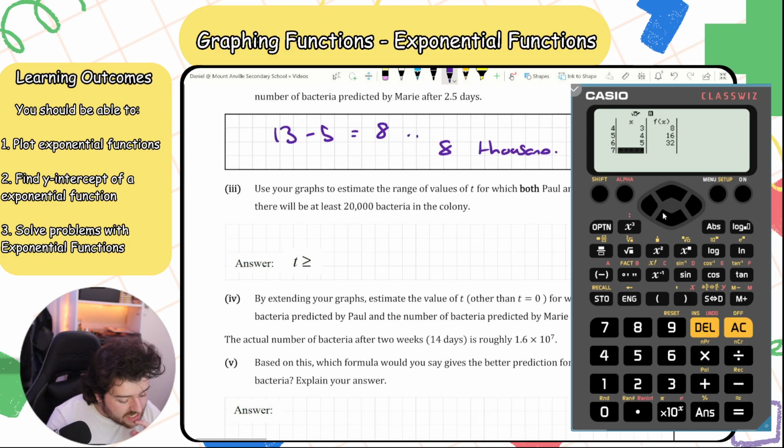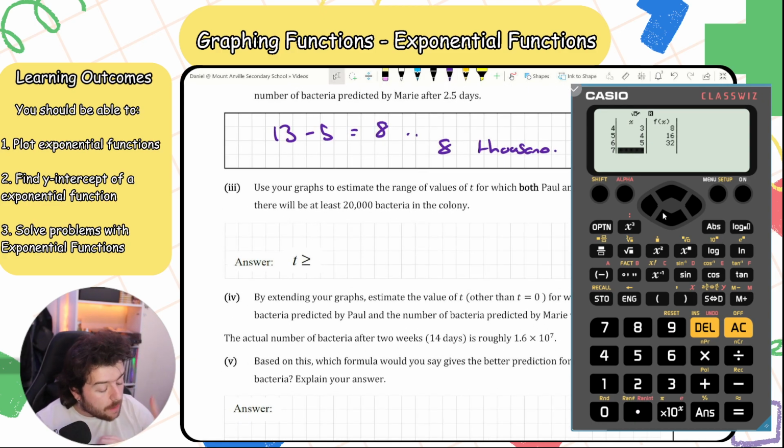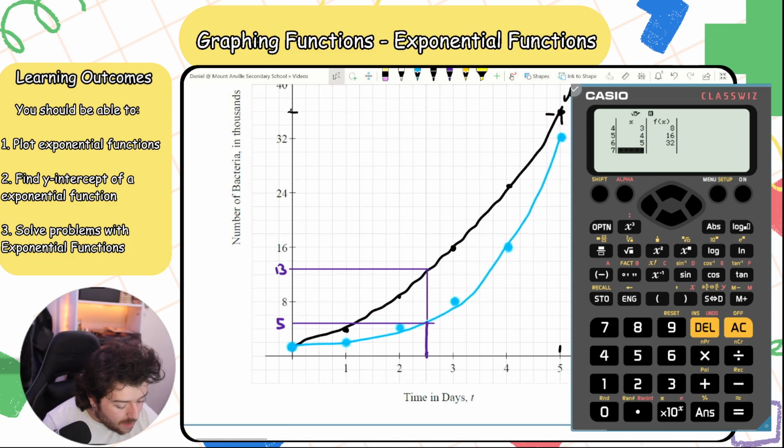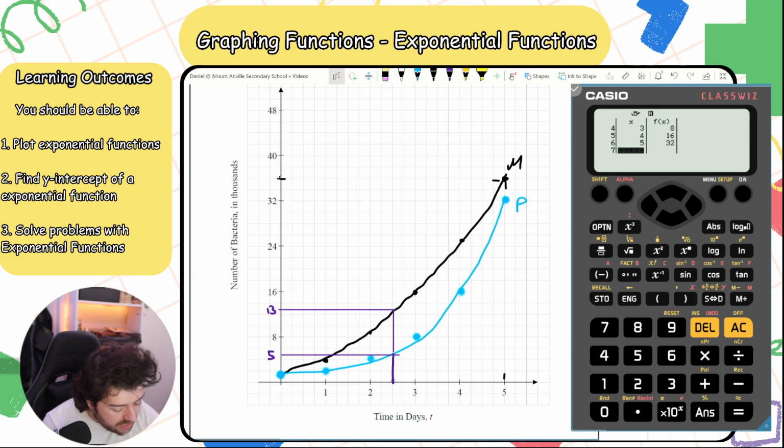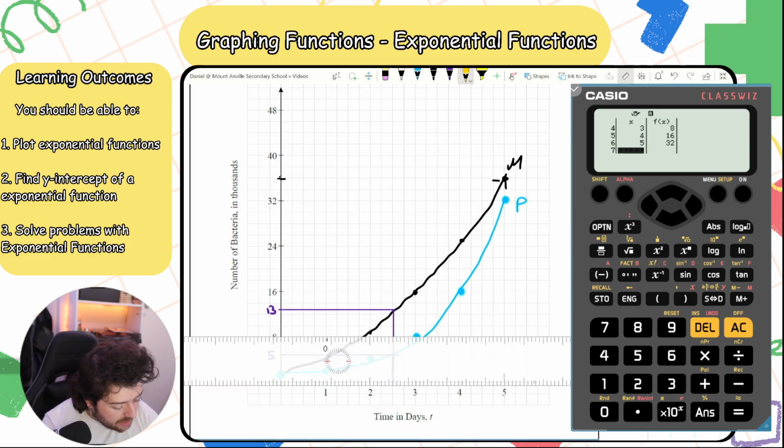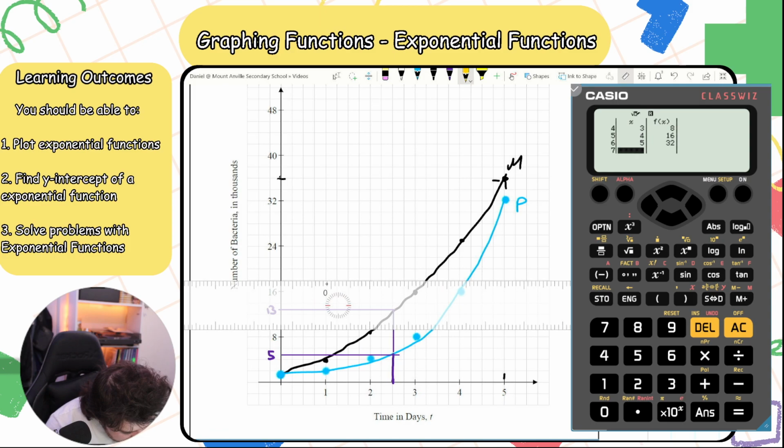Use your graph to estimate the range of values of t for which both Paul and Marie predict that there will be at least 20,000 bacteria in the colony. So when did they both predict at least 20,000 bacteria will be in the colony? So we're going to go to 20. That's 18, 20. Here it is. Got to go across.